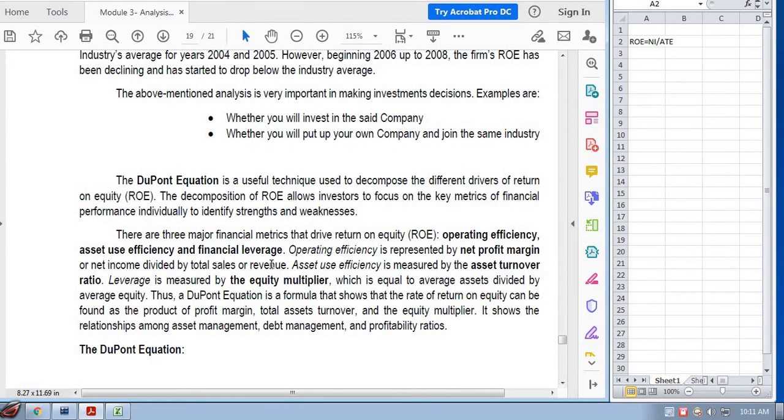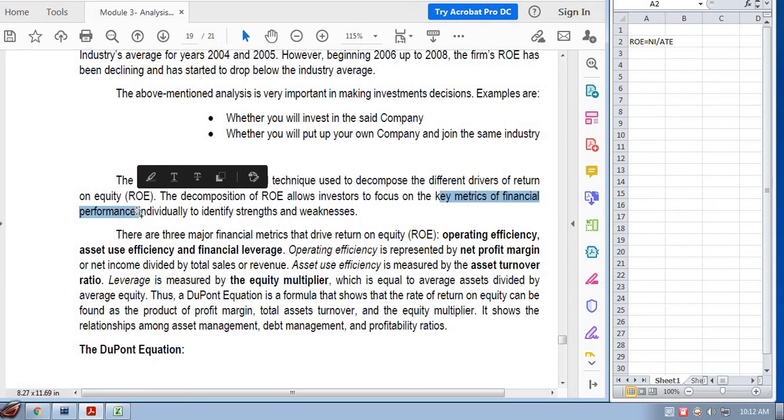So kaya sa DuPont equation, we will analyze the return on equity based on several indicators. DuPont equation, as per definition, is a useful technique used to decompose the different drivers of return on equity. Again, focus siya sa return on equity. So, different drivers or different indicators. So, ano naman ito sila? So, first, we'll continue the definition. The decomposition of ROE allows investors to focus on key metrics of financial performance.